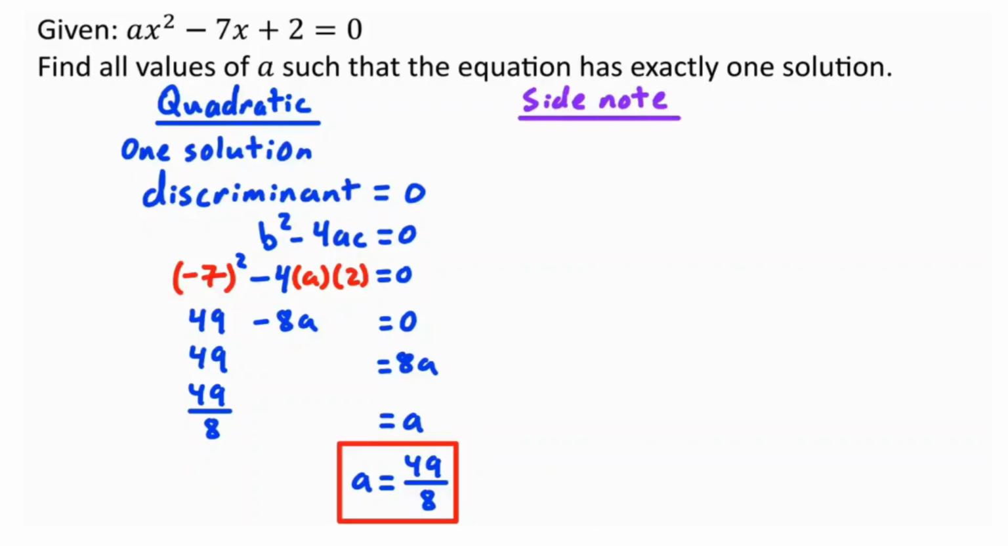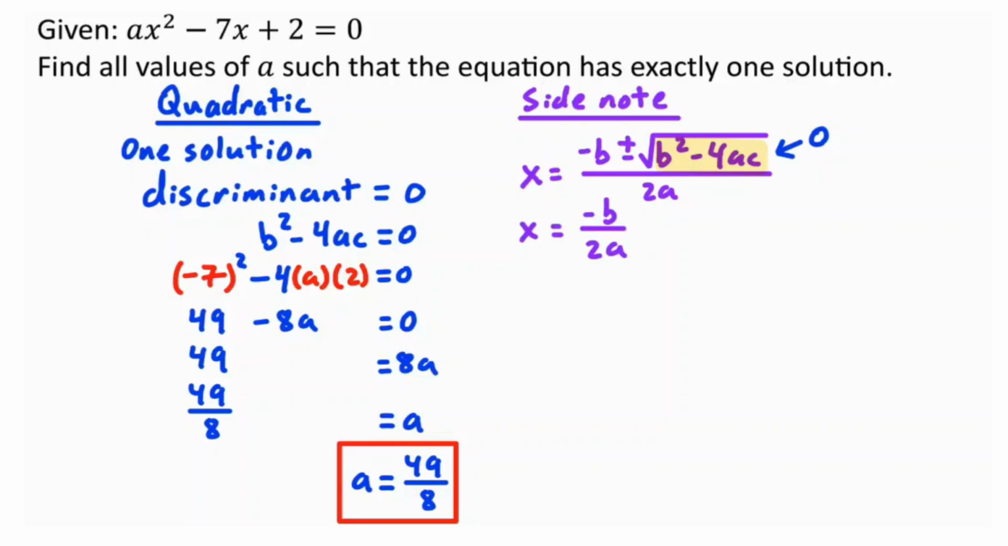Since this is a quadratic, we can use the quadratic formula. x equals negative b plus or minus square root of b squared minus 4ac, over 2a. And for one solution, this discriminant, b squared minus 4ac, must be equal to 0. So this quadratic formula simplifies to x equals negative b over 2a. We'll substitute in b equals negative 7 and a equals 49 over 8.